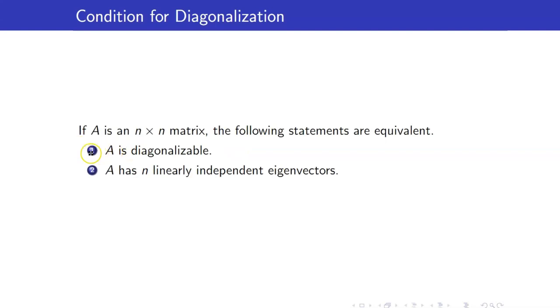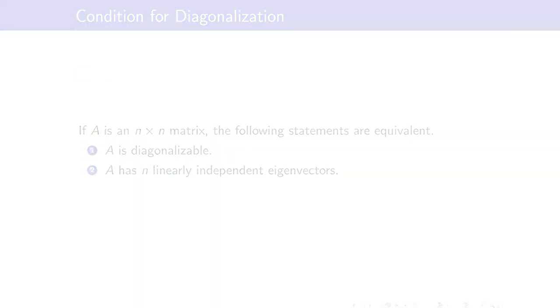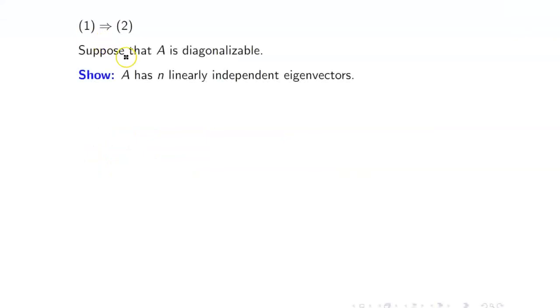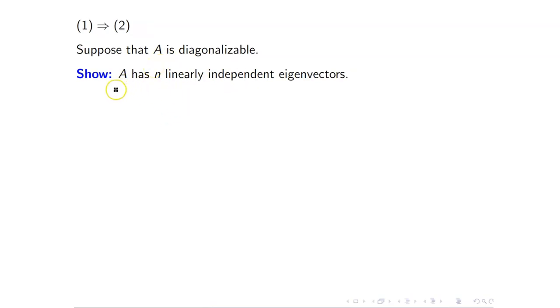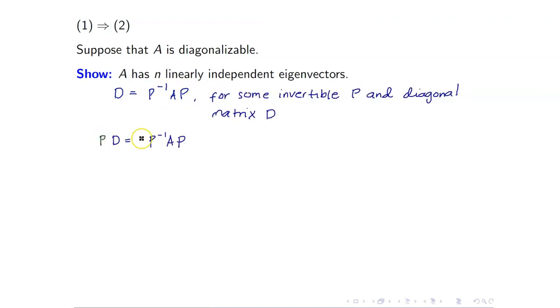So first, let us prove 1 implies 2. That is, suppose that A is diagonalizable, and we will show that A has n linearly independent eigenvectors. Since A is diagonalizable, there exists a diagonal matrix D and an invertible matrix P such that P inverse AP is equal to D. Multiplying P on the left side of your equation, we get that PD is equal to AP.